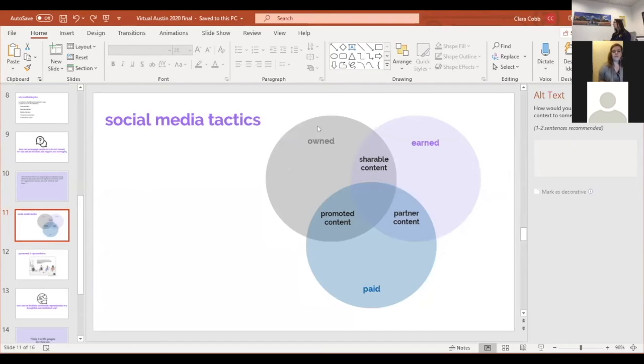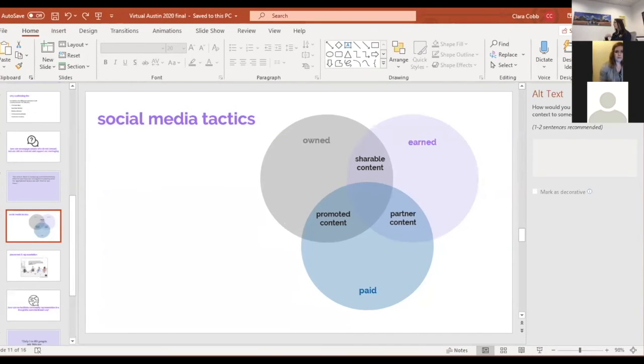So when I'm thinking of it tactically, on the owned, earned, and paid side, like our own content, we're going to try to use as much dual language content as possible.